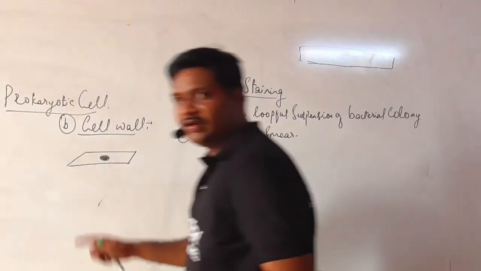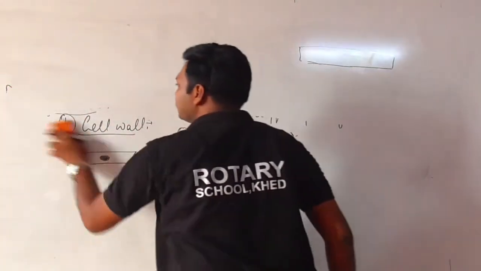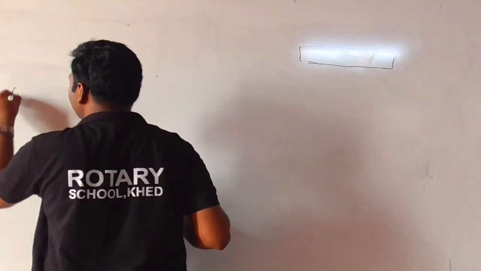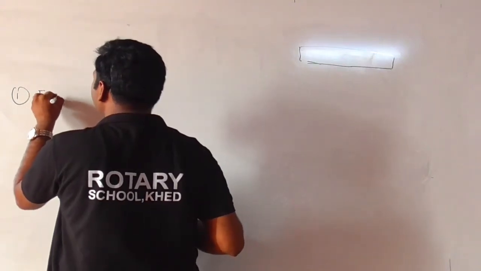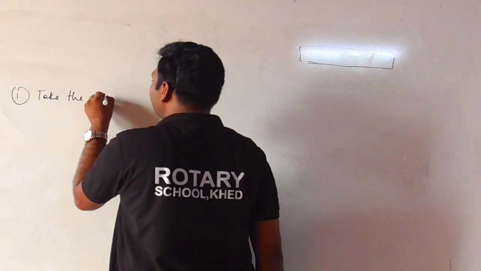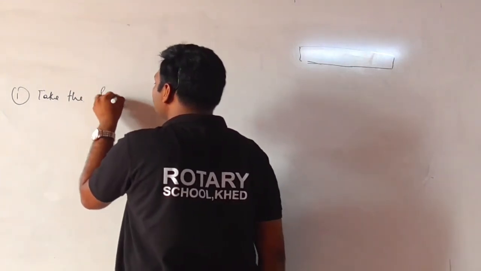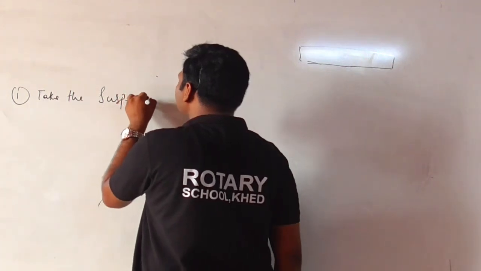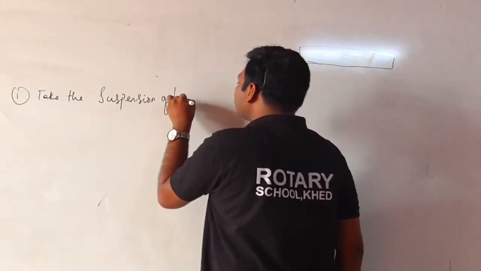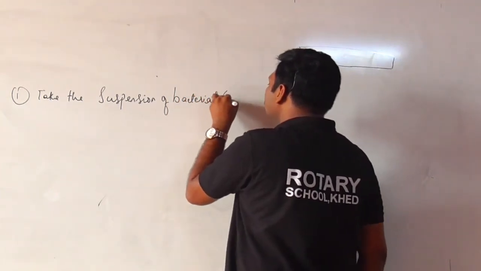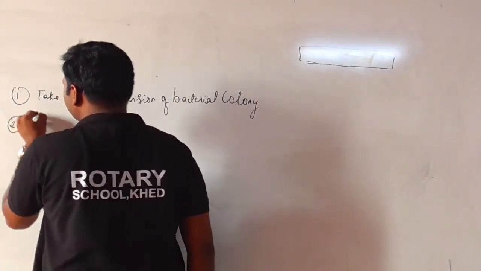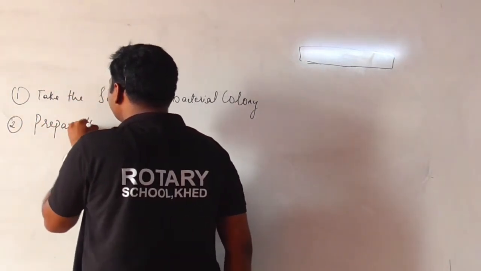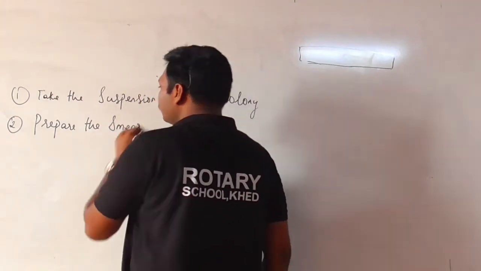We'll start once again with the flow chart, the steps of gram staining. The first step is to take the bacterial colony or the suspension of bacterial colony. The second step is to prepare the smear.